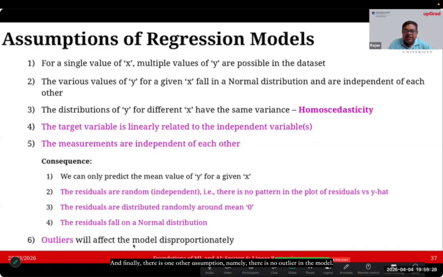There is no outlier in the model. That is, when there is an outlier, it seems like the outlier will affect the model disproportionately. I do not know whether you call this an outlier, but that is the definition we use. If I remove a data point and the model for this data changes drastically, then that data point is an outlier.